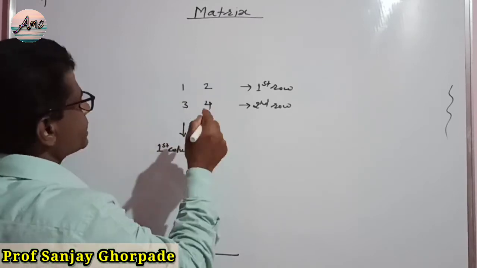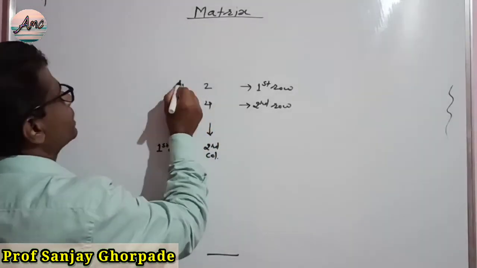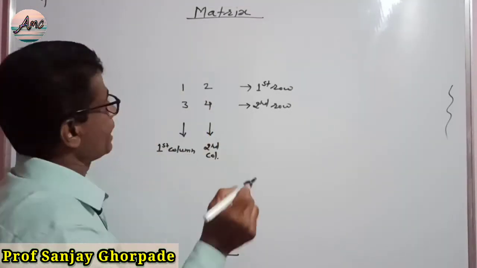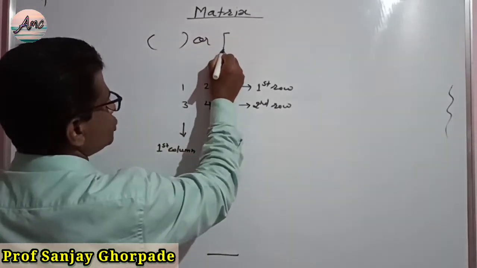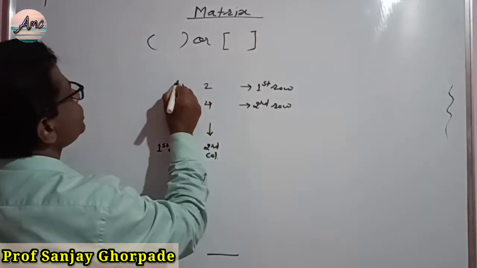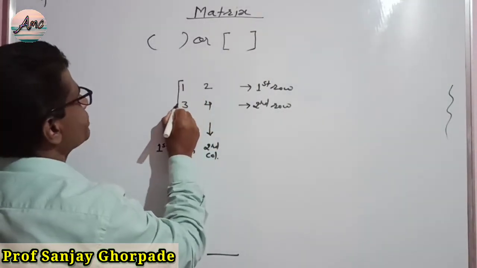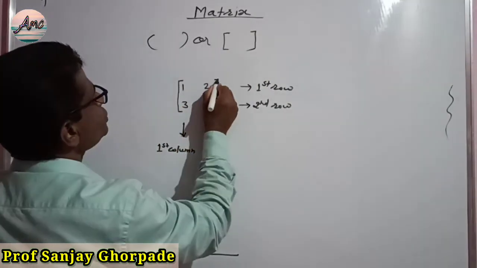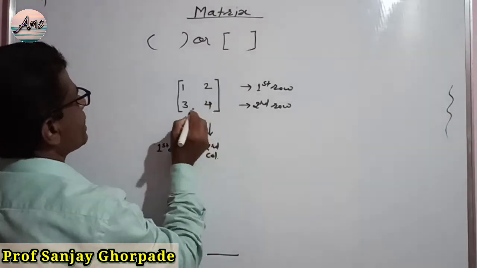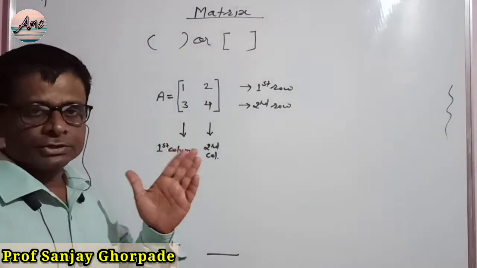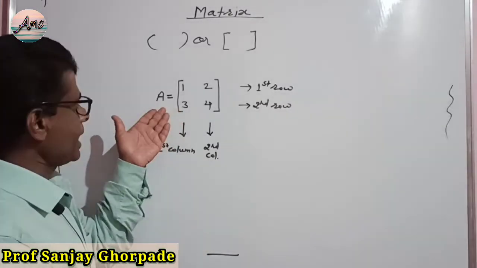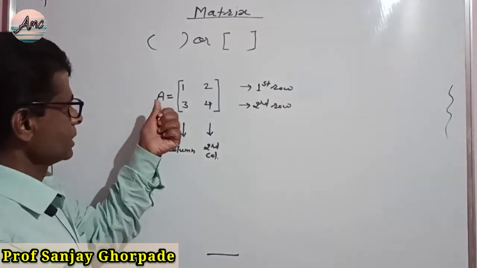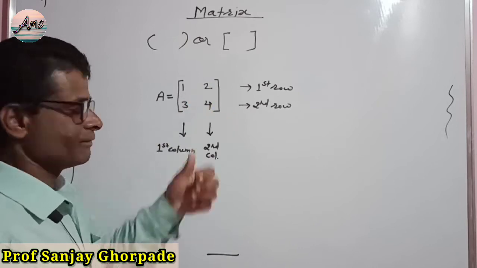And these arrangements are enclosed by either an ordinary bracket or a square bracket. So let us enclose these arrangements of numbers in a square bracket. The matrix is usually denoted by capital letters. Say A. A is a matrix consisting of the elements 1, 2, 3, 4.